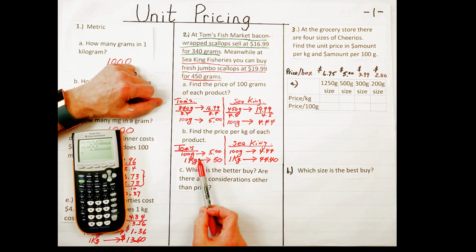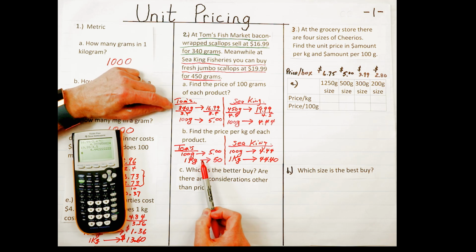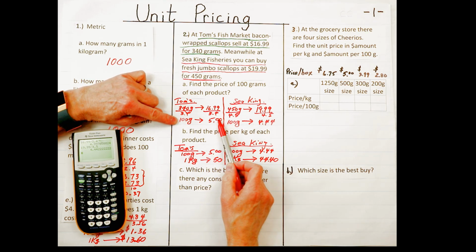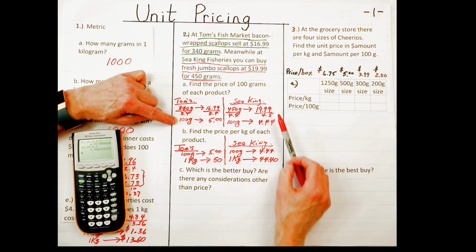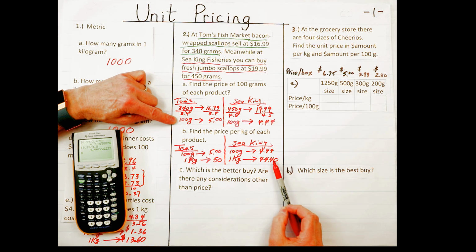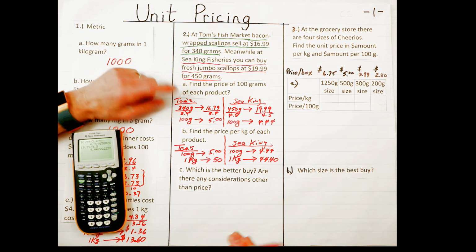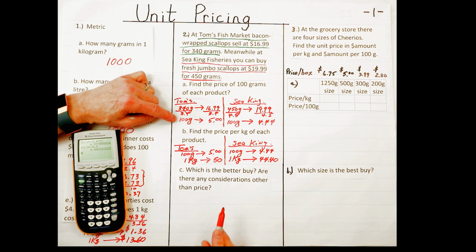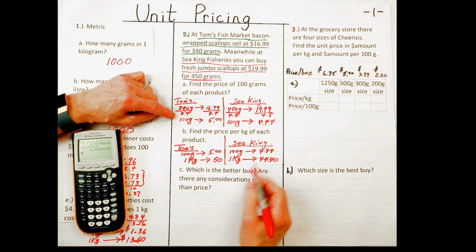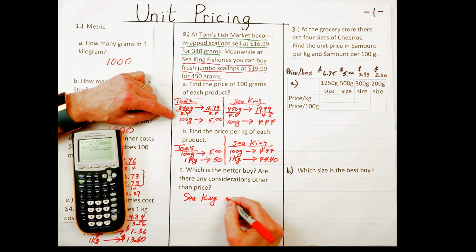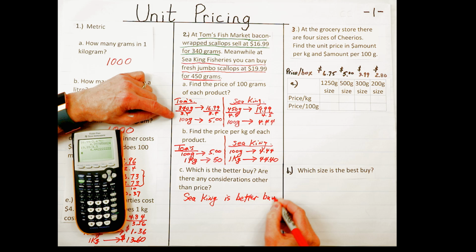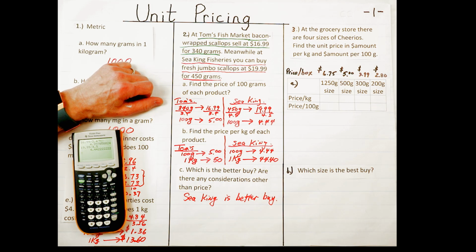So Tom's is more expensive when you do it per 100 grams and you do it per kilogram. Sea King is less expensive when you do it per kilogram and you do it per 100 grams. It has to be that way. Now, which is the better buy? Well, obviously, Sea King is the better buy, if you are going on price alone.